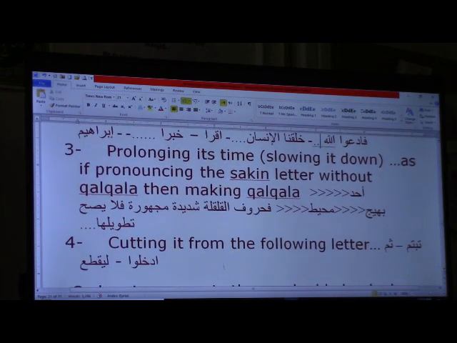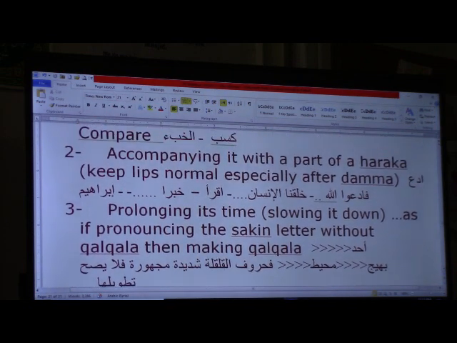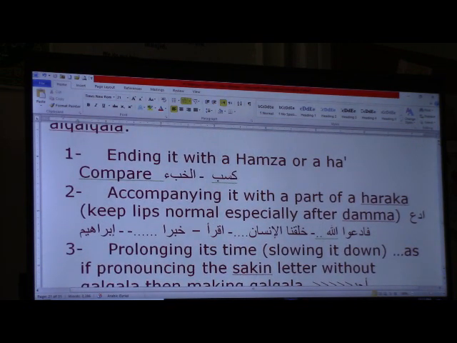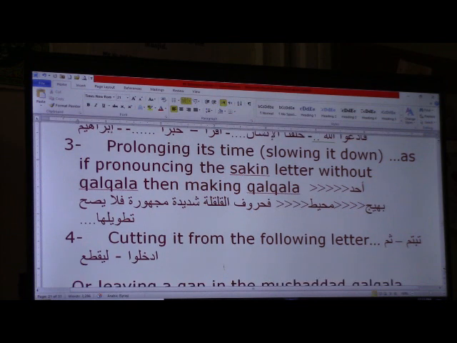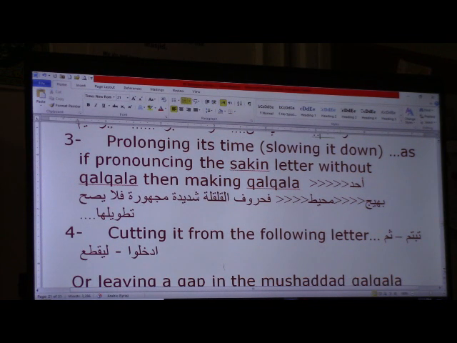Okay. Second common mistake is, first mistake, sorry, it was ending it with a hamza or a ha. The second one is accompanying it with a haraka or part of a haraka. The third one is prolonging its time, means slowing it down, like how some people say, قُلْ هُوَ اللَّهُ أَحَدْ دُ. It should be quick.